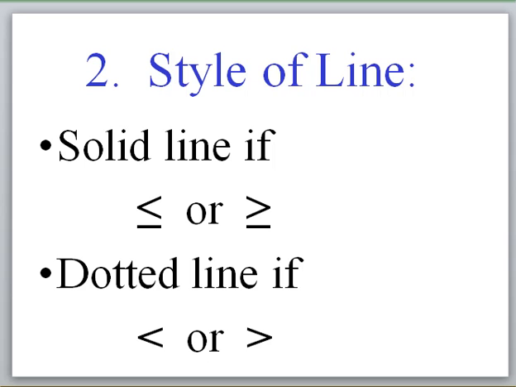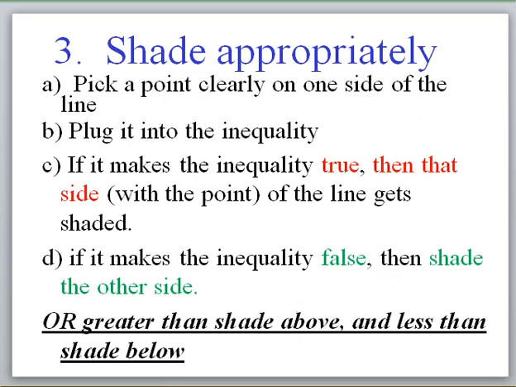After you graph the line, you're going to figure out which kind of line you need to use. It's important that you know that you use a solid line on a less than or equal to or greater than or equal to, and you use a dotted line if it's just greater than or less than. So notice the equals signs are not there. Then what you're going to do is you're going to shade appropriately.